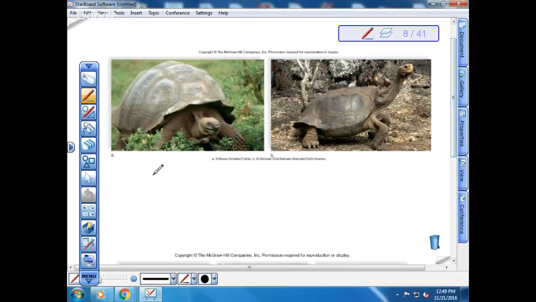So another line of evidence that Darwin used to a great extent in his Origin of Species, so this would be my second line of evidence. This is biogeography.